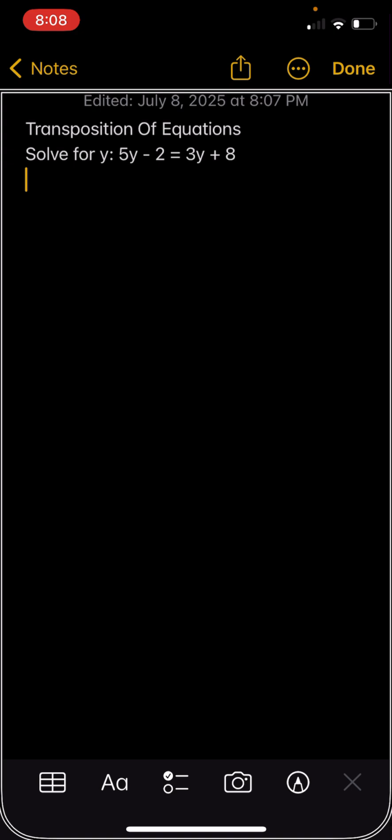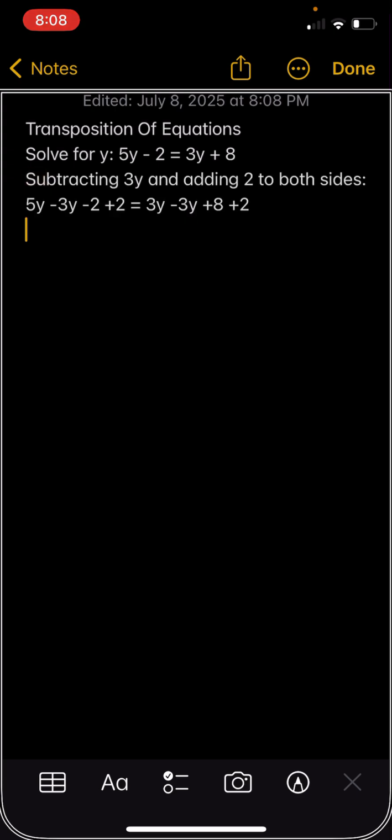Simultaneously, if we're going to move the y terms onto the left side, it means that we want to move the constant terms all onto the right side. So we have a negative 2 on the left. It means that we've got to add 2 to the right side. So let's go ahead and do that. Notice we have here now 5y minus 3y minus 2 plus 2 is equal to 3y minus 3y plus 8 plus 2. So we are simultaneously subtracting 3y and adding 2 to both sides of the equation.